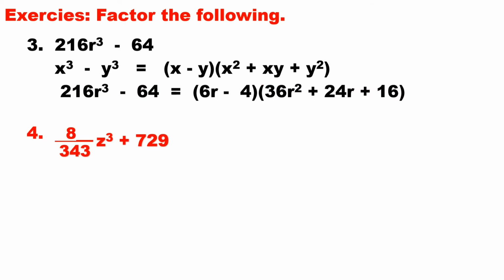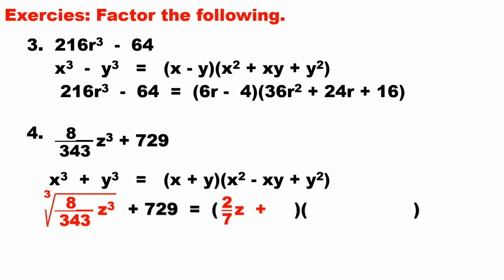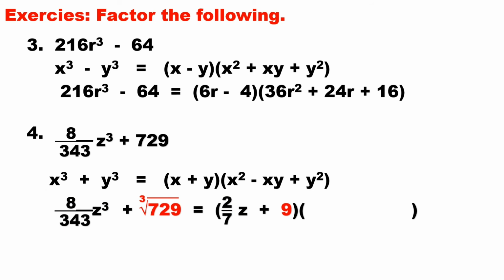Number 4, factor 8 over 343z cubed plus 729. Cube root of 8 equals 2. Cube root of 343 is 7. Therefore, cube root of 8 over 343z cubed equals 2 over 7z. Plus cube root of 729 equals 9.